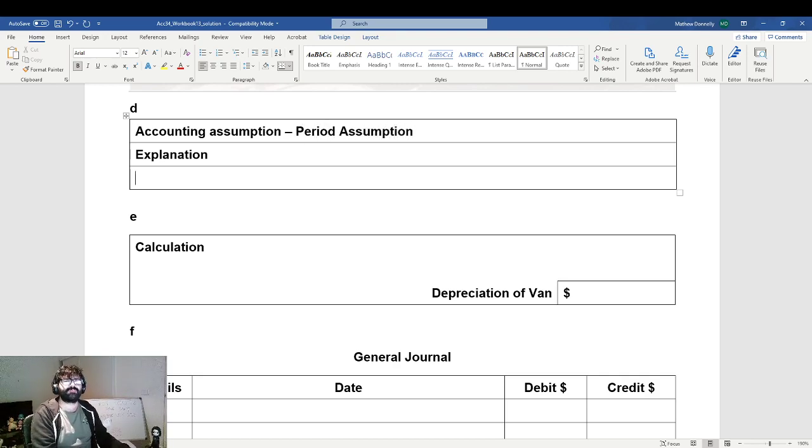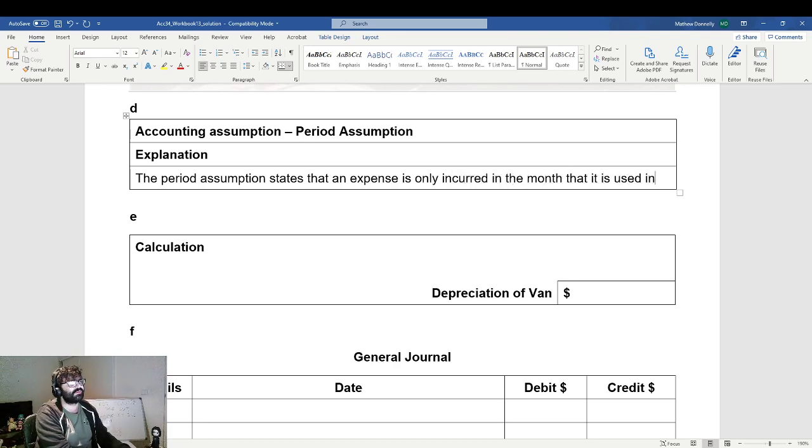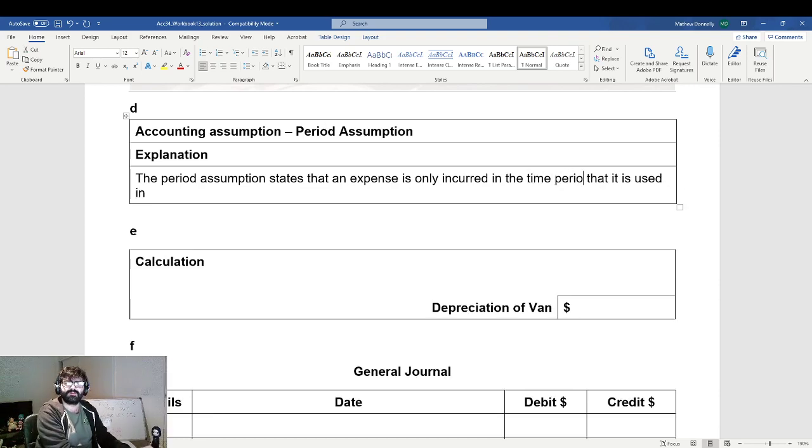So remember, when we answer our theory questions, we always go to definition. What is the period assumption? So the period assumption states that an expense or asset, an expense is only incurred in the month or time period that it is used in.